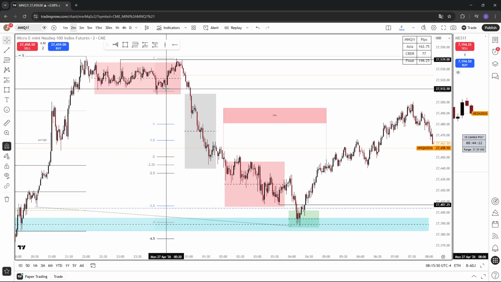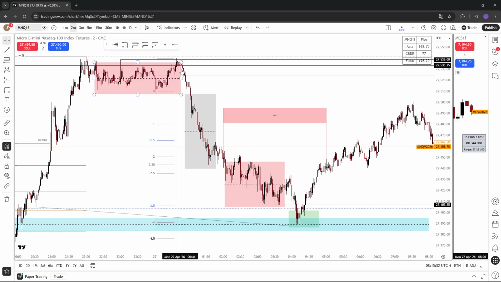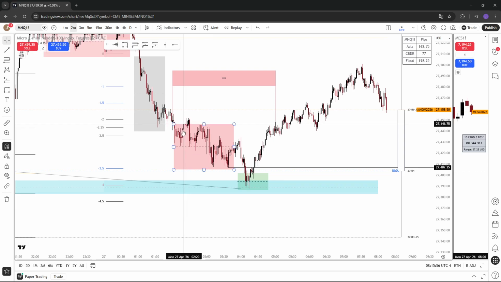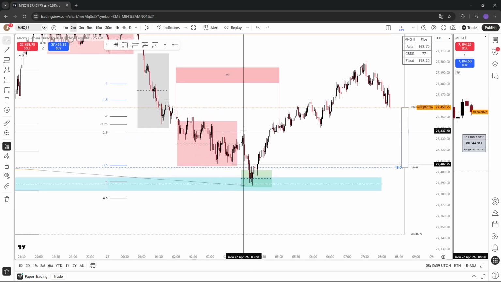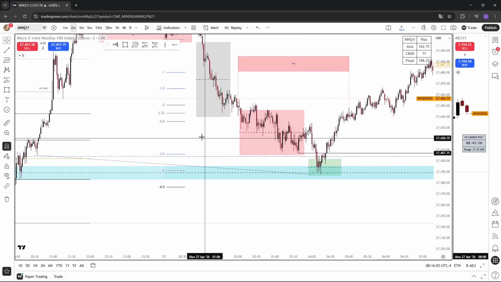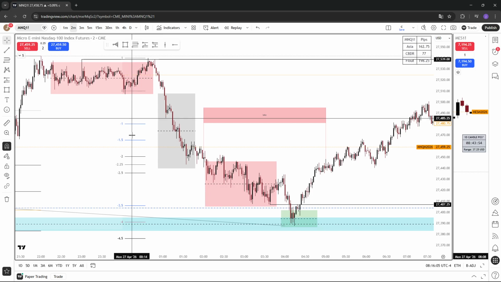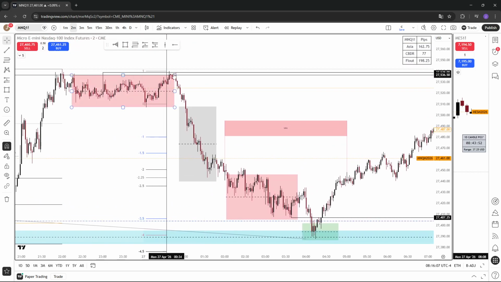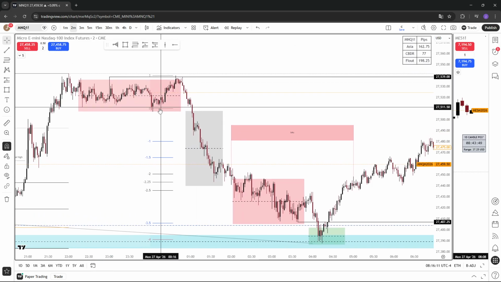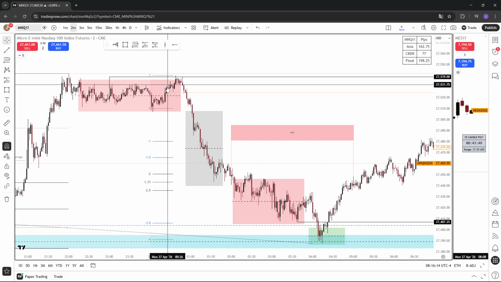Small po3, bam: accumulation, manipulation, distribution. Low down here, London starts. We start to accumulate again. We are going to manipulate into our PD arrays, into our standard deviation manipulation, our AMD standard deviation that we marked from the original consolidation move, and the internal manipulation start.